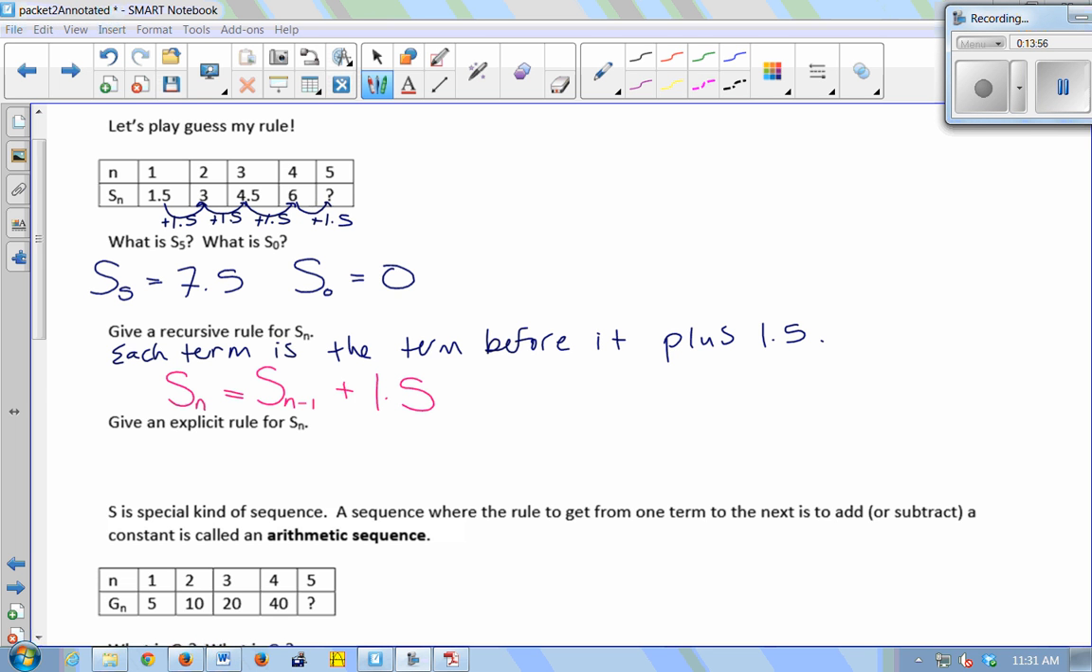So all we have to do is learn how to translate from recognizing the pattern in English to using my subscript to do it. And the term before it is the trickiest part, right? Going to use an S sub n minus 1.